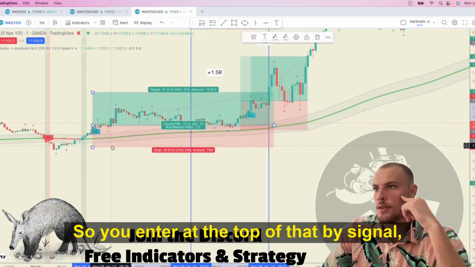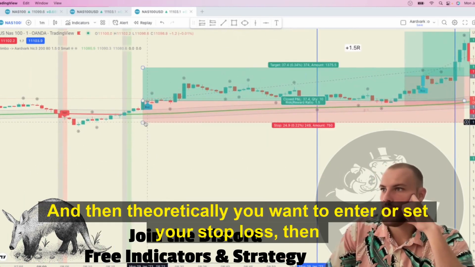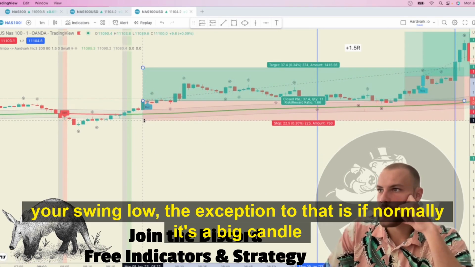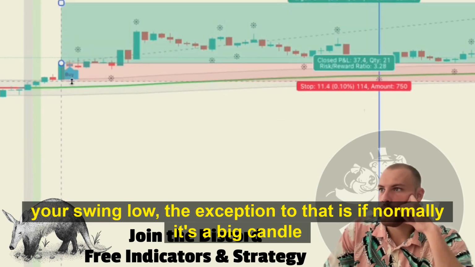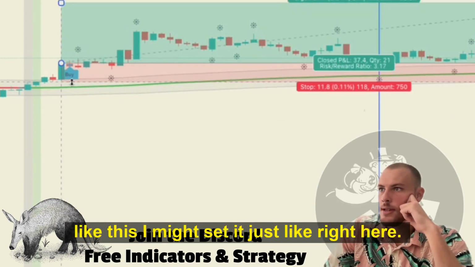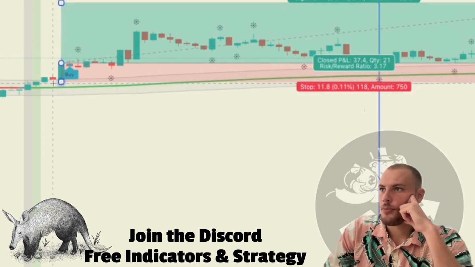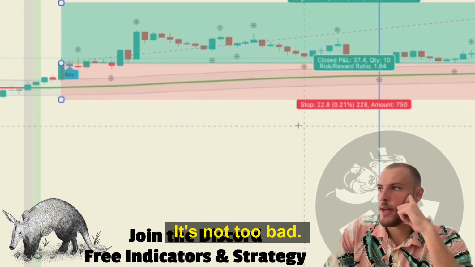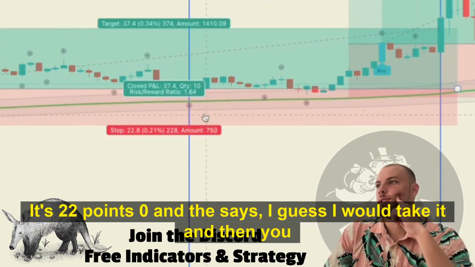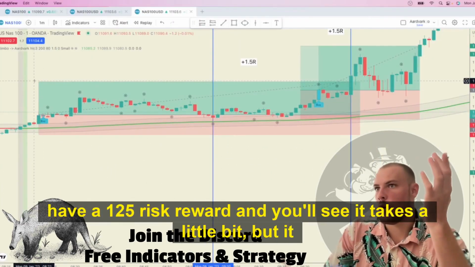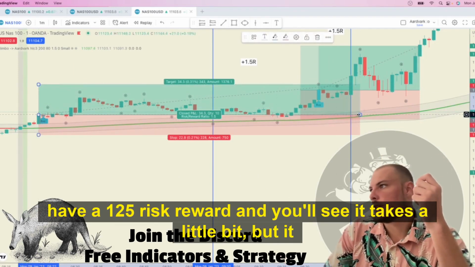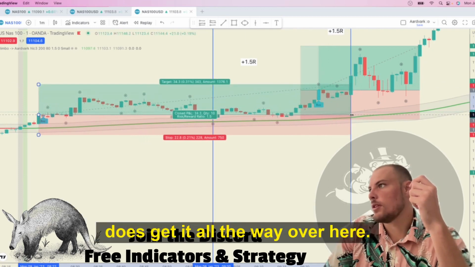Okay, so you enter at the top of that buy signal. And then theoretically, you want to set your stop loss at the nearest swing low. The exception to that is if it's a big candle like this, I might set it just right here. This is a kind of a far swing low. It's not too bad. It's 22 points. So, and this, I guess I would take it. And then you have a 1.5 risk reward, and you'll see it takes a little bit, but it does get it all the way over here.